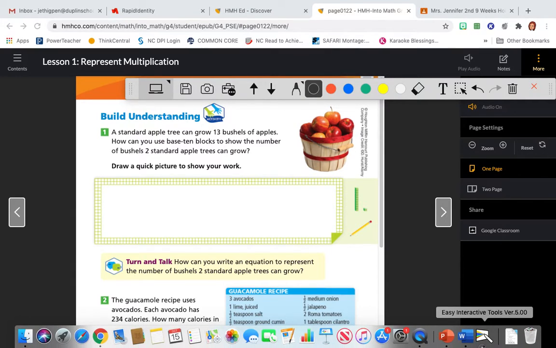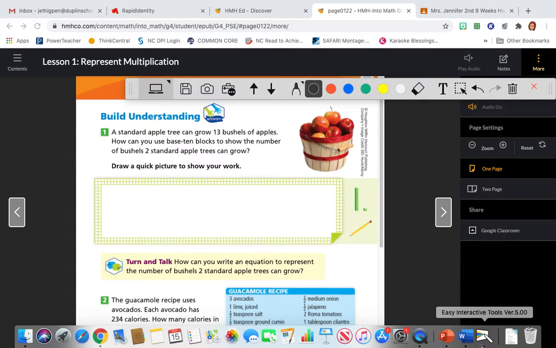A standard apple tree can grow 13 bushels of apples. How can you use base 10 blocks to show the number of bushels 2 standard apple trees can grow? So, good thing we use base 10 blocks on Spark Your Learning. So now we already have had practice with that.